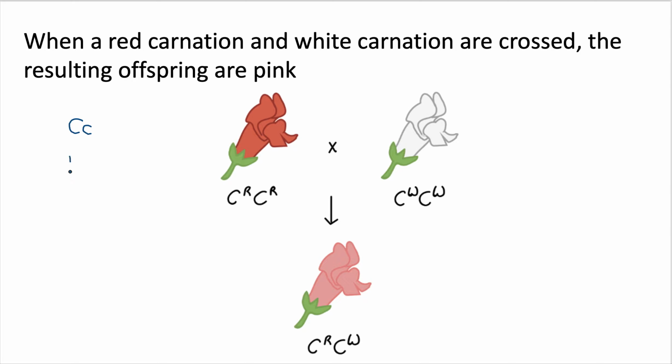You can also just use two different capital letters, something like RR for red, or two W's for white, and then your heterozygote would look like this. So the intermediate between red and white is pink. So carnations can come in red, white, or pink flowers.